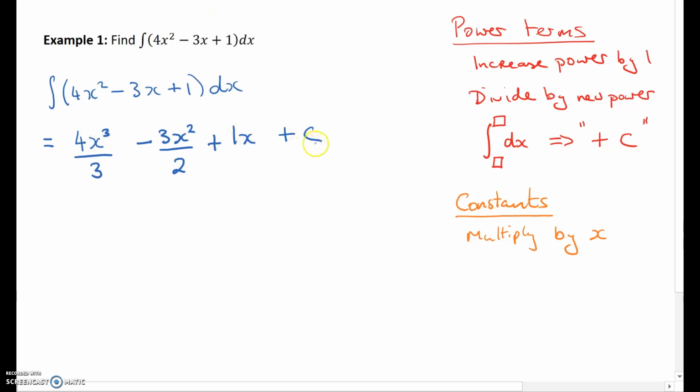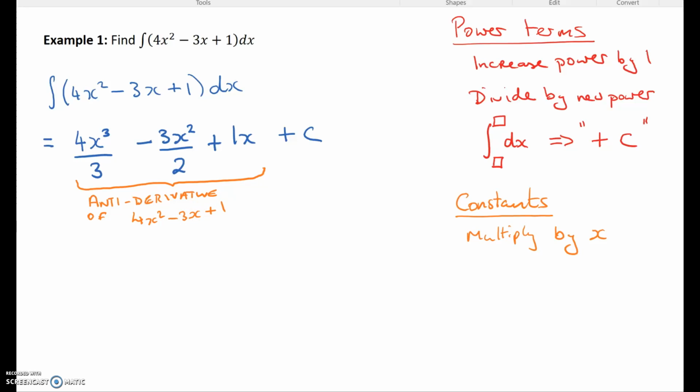So if we differentiate the answer, it takes us back to the question, and therefore what we have here as part of our answer, not the plus c part, but this 4x cubed over 3 minus 3x squared over 2 plus 1x is known as the antiderivative of 4x squared minus 3x plus 1. So just to be clear on what these slightly awkward terms mean, this is the antiderivative of what we had originally, 4x squared minus 3x plus 1.